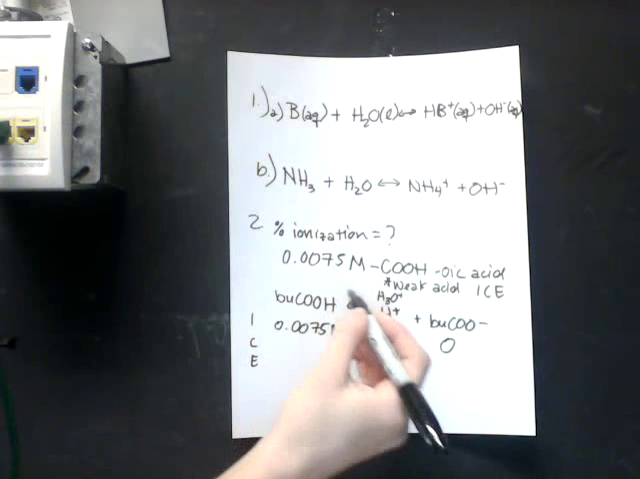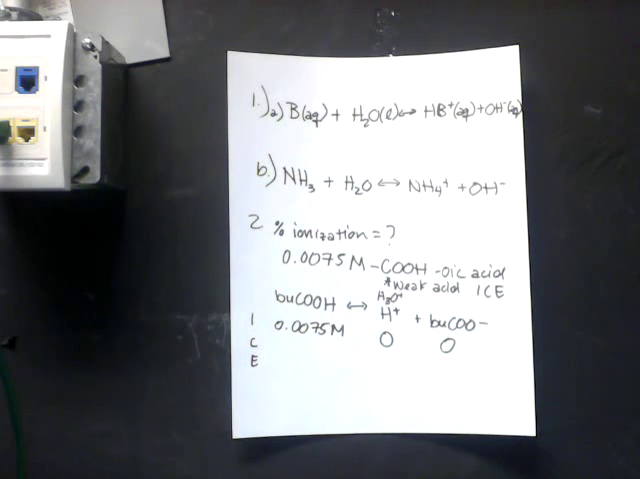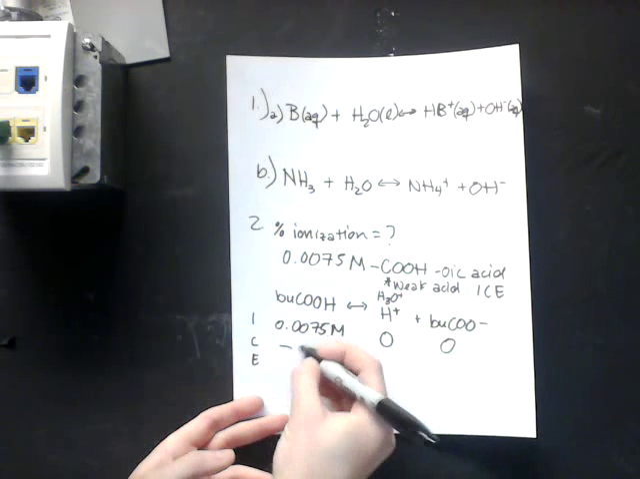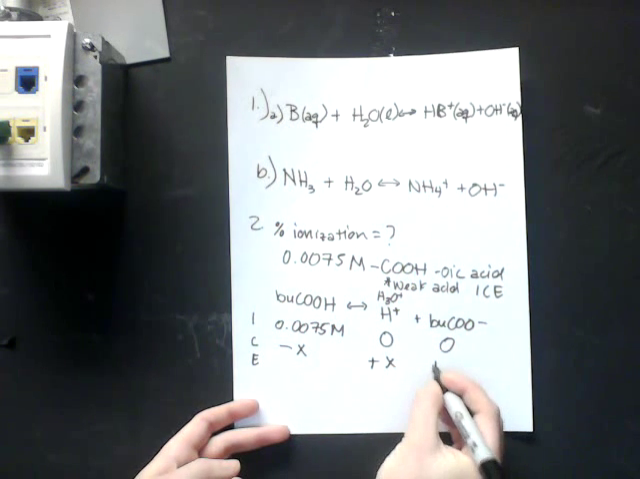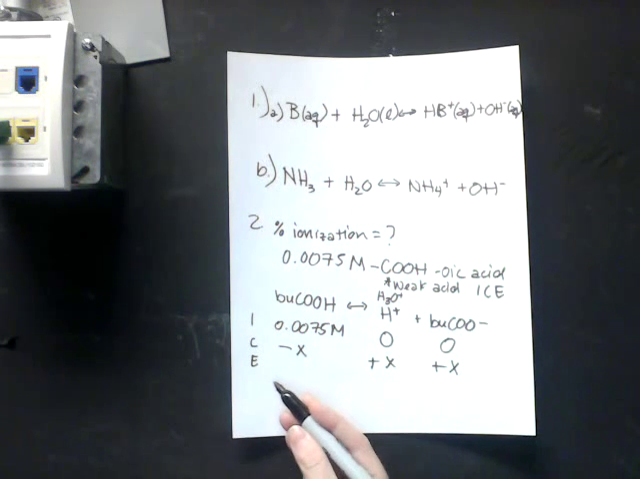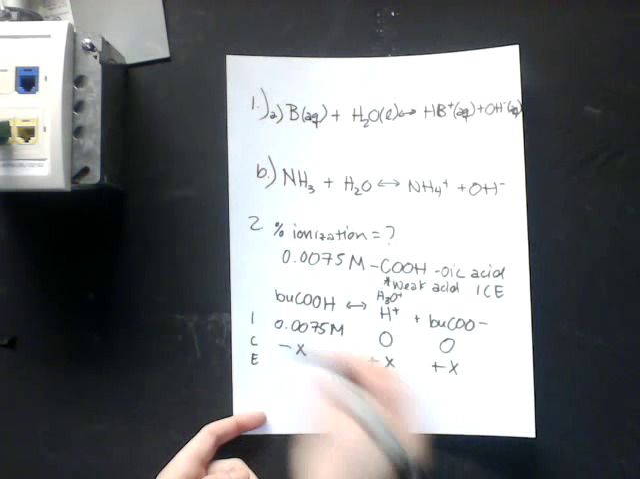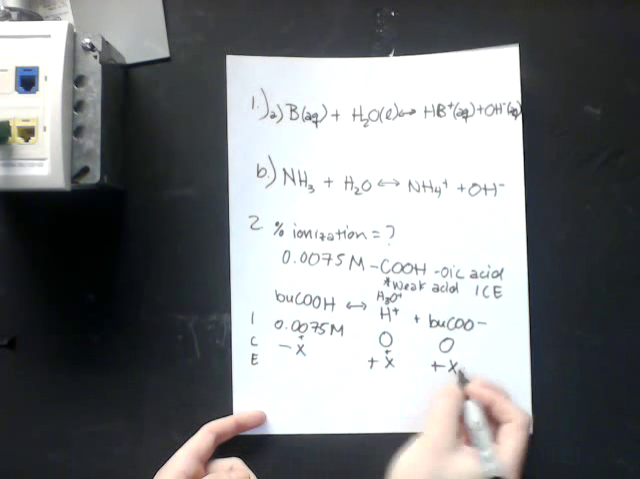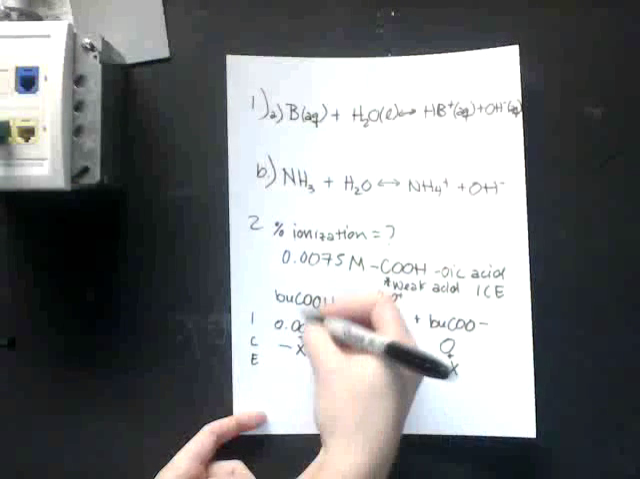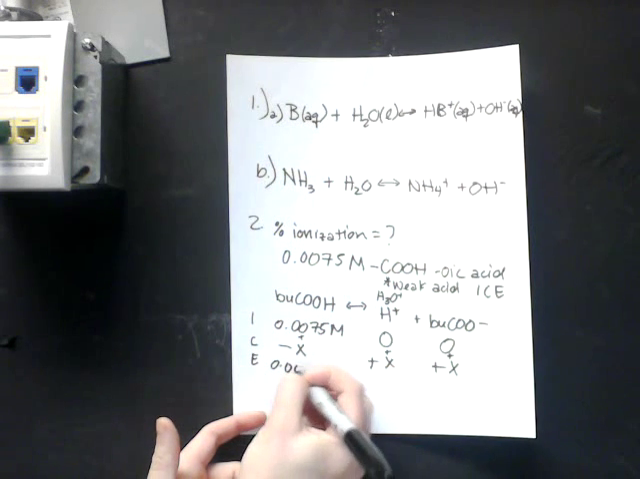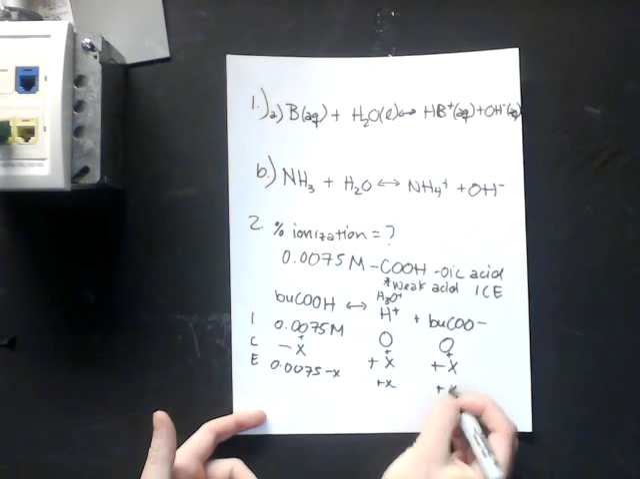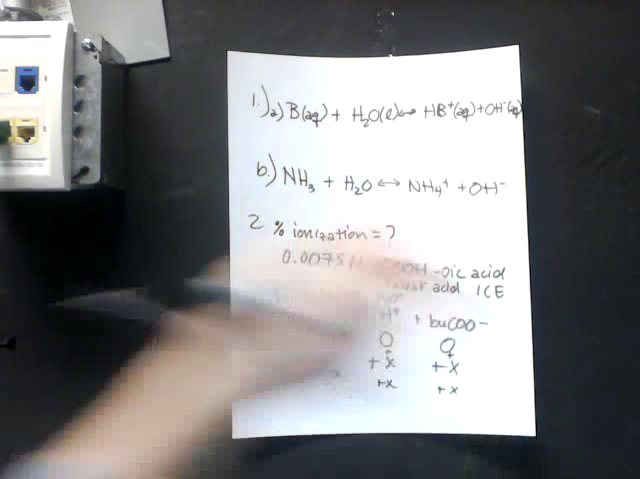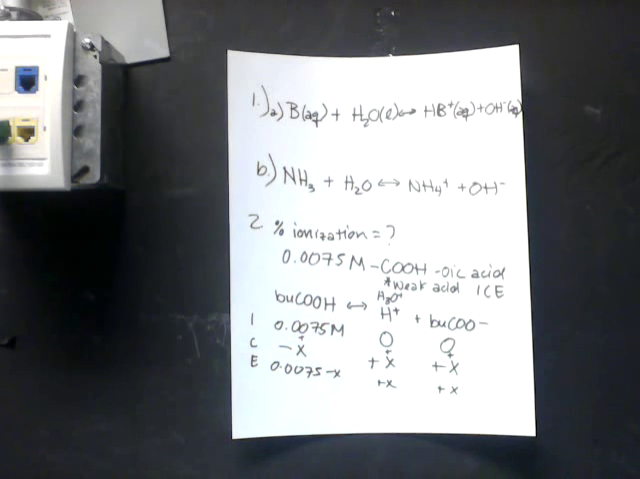Now, the only thing they gave me was an initial value, so I assume my change is just X, right? Again, my reactants are always going to be depleted as the reaction occurs, and products will be formed. And then my equilibrium values are just the initial plus the change. So I just add these two values together. This gives me 0.0075 minus X, and plus X, or just simply X. You could just leave it as X, whatever. Doesn't matter. It's fine.